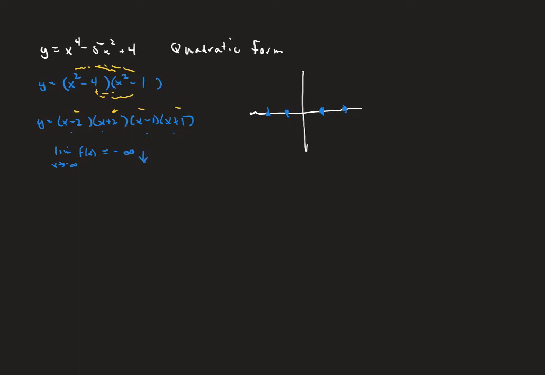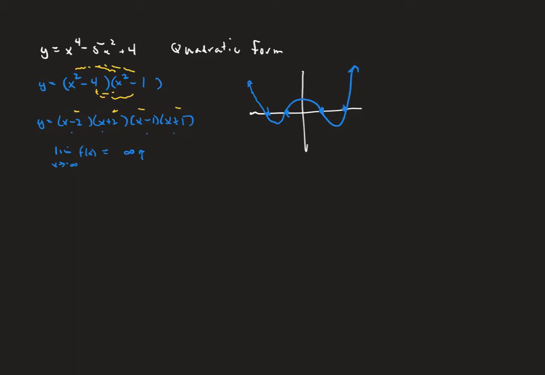So, it's going to go to positive infinity, so it's going to actually go up to the far left. So that means it's going to look something like this. Now these are all to the first power, so we're going to cross, cross, cross, cross, and our graph looks something like a big W.